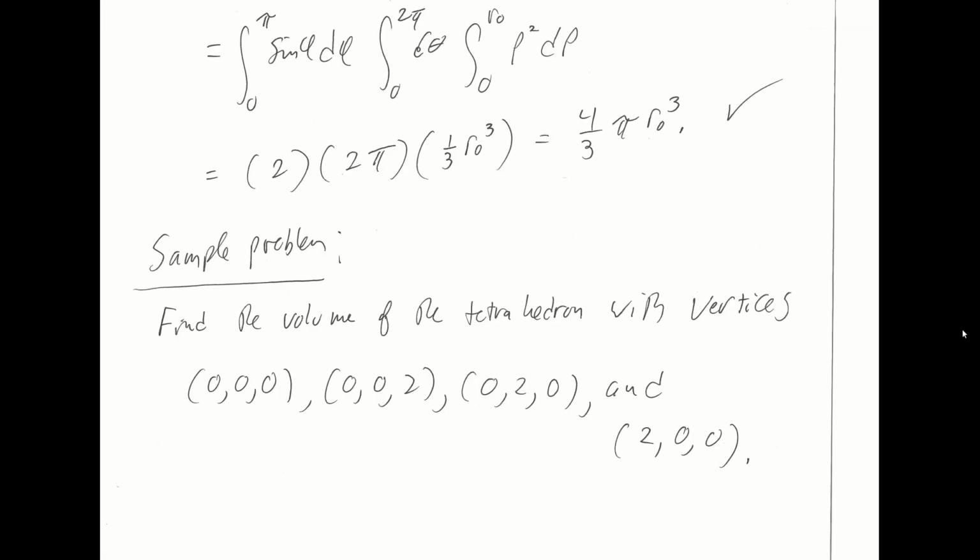This is a very simple integral. It is again the simplest possible integrand and constant limits of integration for each of our variables. We can solve each of them here in a simple way, and we get our 4/3 pi r naught cubed. I love problems like this.